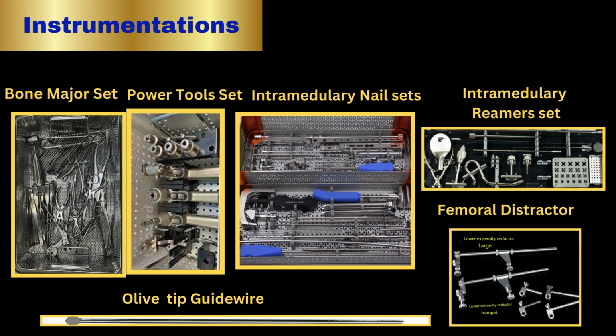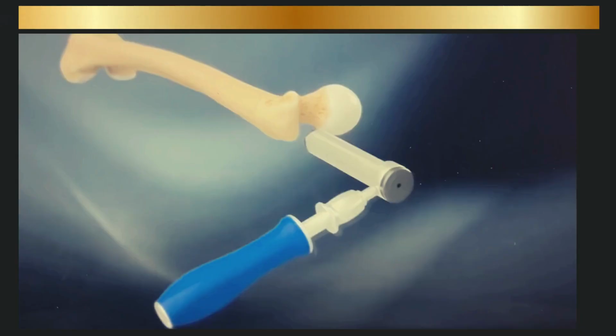These are the following instruments needed for femur intramedullary nailing. First is the bone major set, power tool set, intramedullary nail sets from the company, intramedullary reamer sets, femoral distractors, olive tip guide wire, and entry guide wire 3.2 mm.